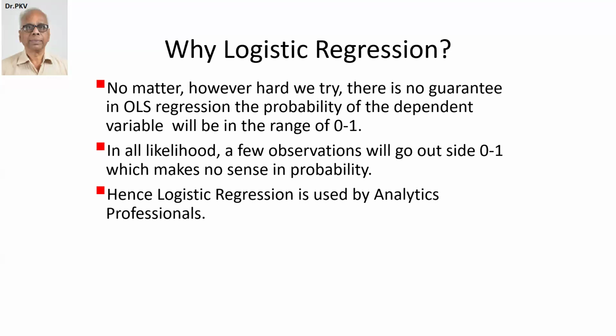When we use the ordinary least square regression or a multiple linear regression, when the target group is either 0, 1, no matter how hard you try, there is always a possibility that a few observations will definitely go outside the 0-1 range, which makes probability meaningless. Supposing probability is less than 0, it's absurd. A negative probability is not possible. If the probability is more than 1, it's equally absurd because the probability has to be between 0 and 1. And we can't avoid this. In other words, we can't guarantee that in the traditional multiple linear regression model, we will always get the probability between 0 and 1. That's no way. Hence, logistic regression is used in the world of analytics by the professionals of business analytics and data science.